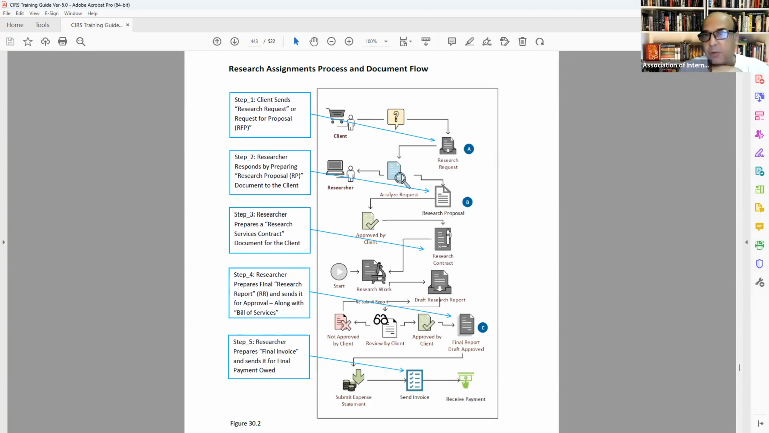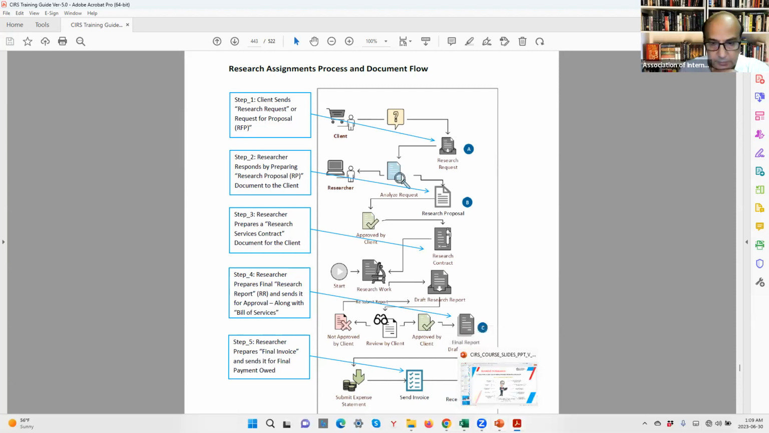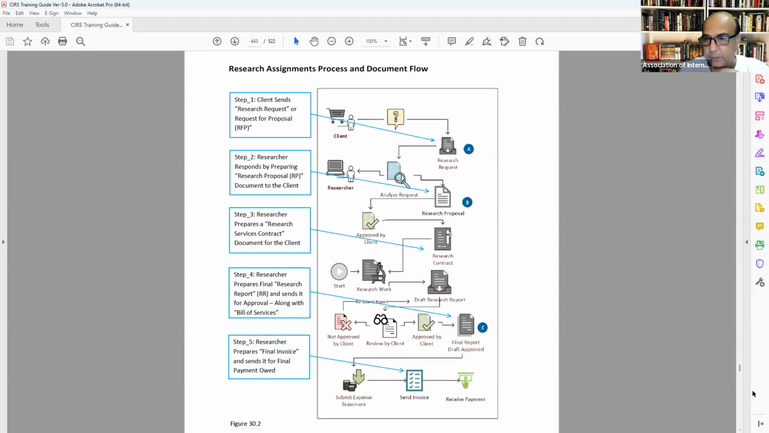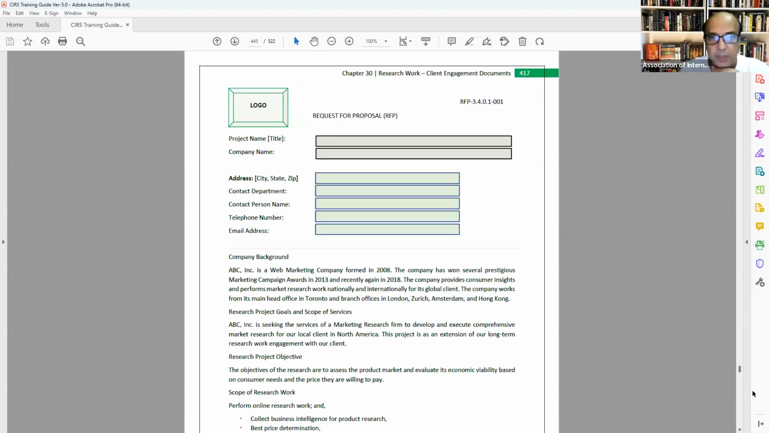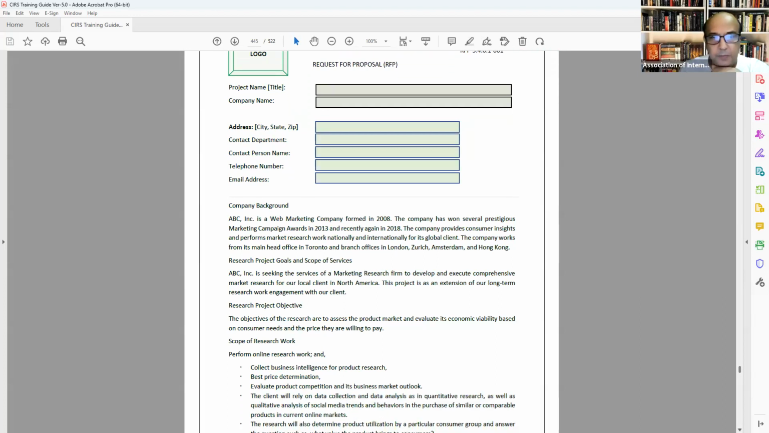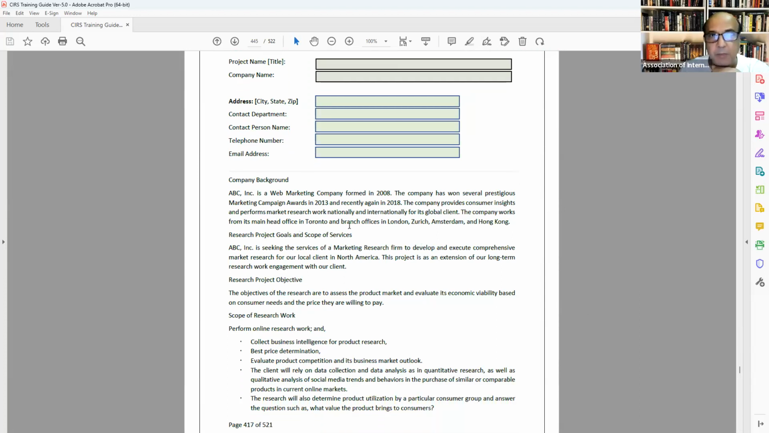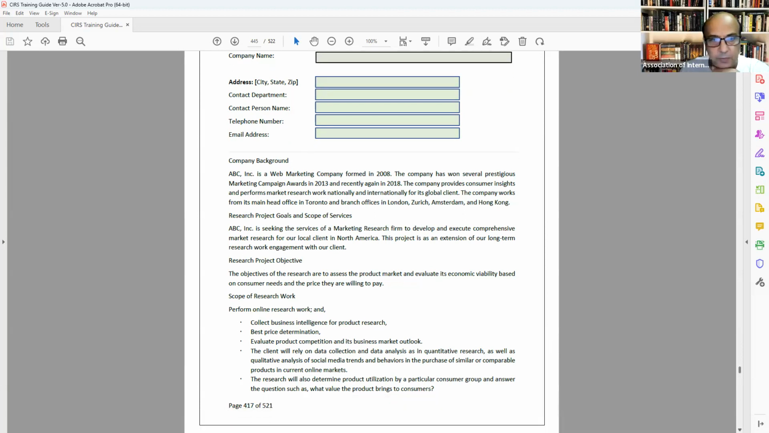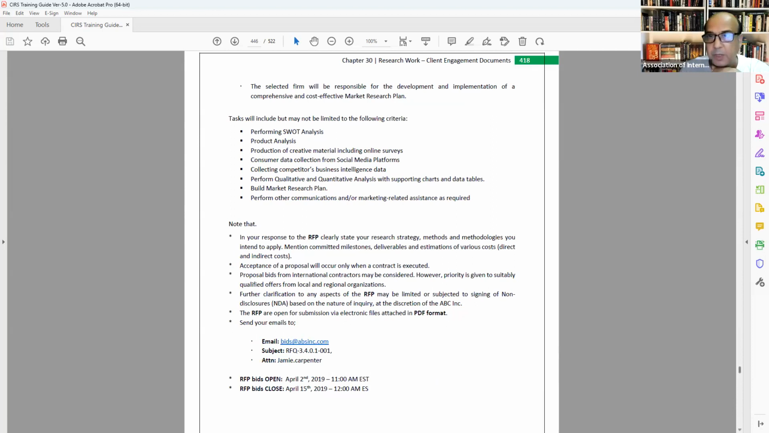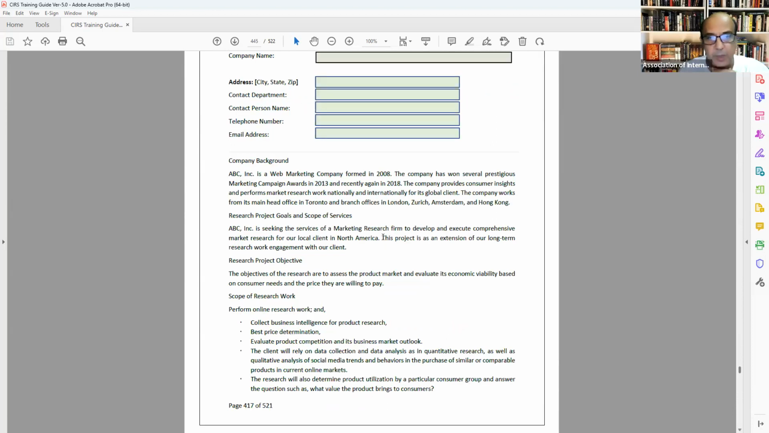I'm going to show you how that flow works and what the different topics covered in there are. This is the request for proposal coming from the client. In this, the client gives a little bit of background about themselves. It says company background. The research objective is what is important for you as a researcher, to see what the scope of your research is or what the topic is going to be about.